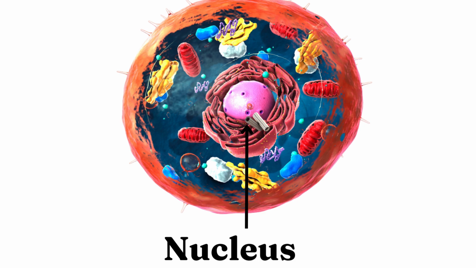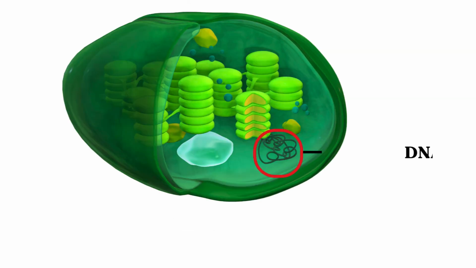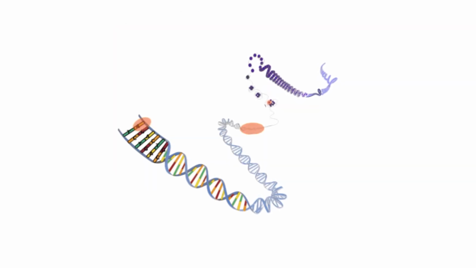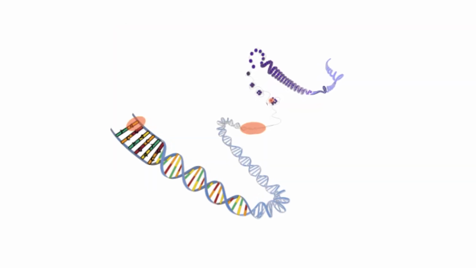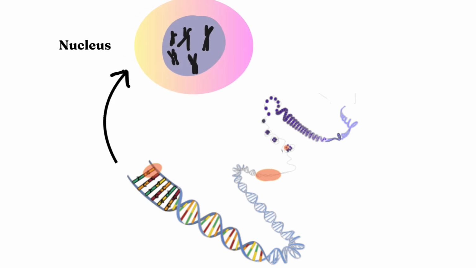In addition, small amounts of DNA are also present in mitochondria and chloroplasts. Now here's the most fascinating part. DNA is an extremely long molecule. If stretched out, the DNA from just one cell would be about 2 meters long. Yet, it fits inside a nucleus that is smaller than a dot on paper. How is that possible? This happens because DNA is tightly packed.